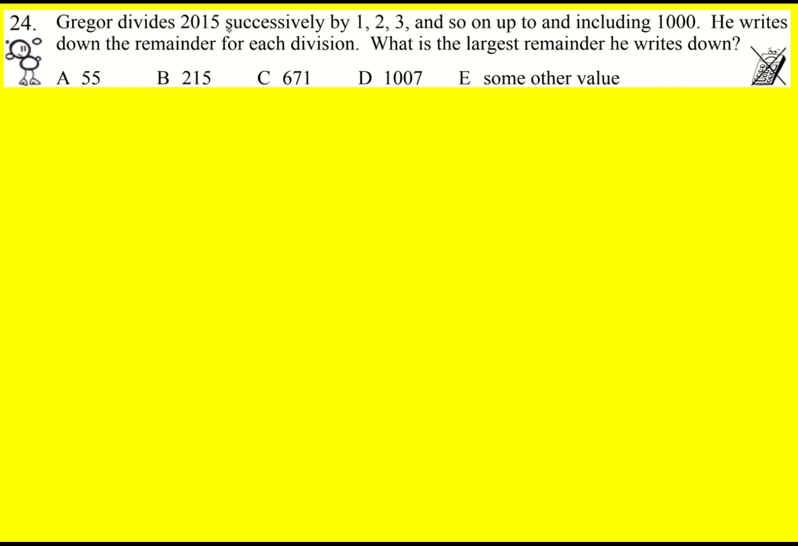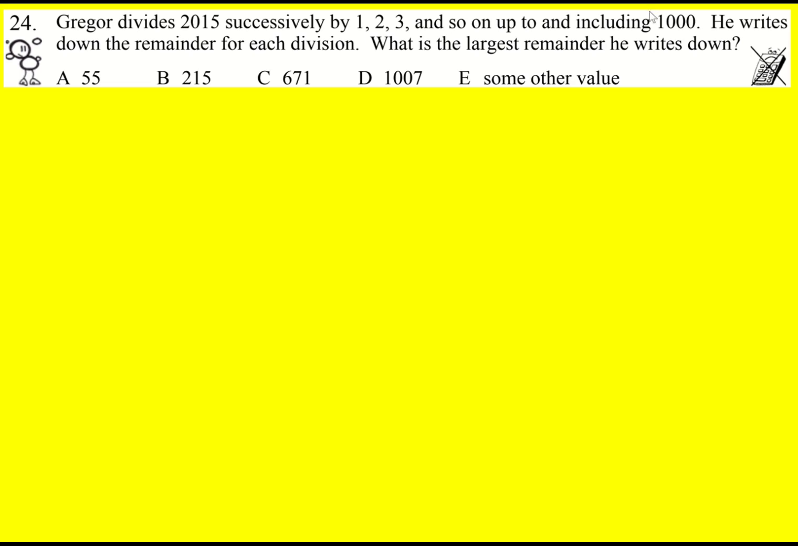Gregor is dividing 2015 by the numbers from 1 to 1,000, dividing and then starting again, and so on. And he writes down the remainder. What is the largest remainder? Well, I'm going to show you the quick way of doing this question, which I did not think about, but it is so fast. And then I'll show you the way that I kind of did it, much like struggling through divisions and so on.